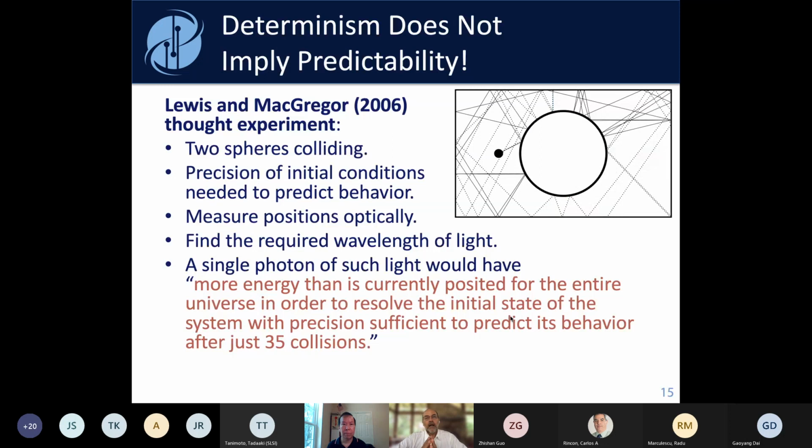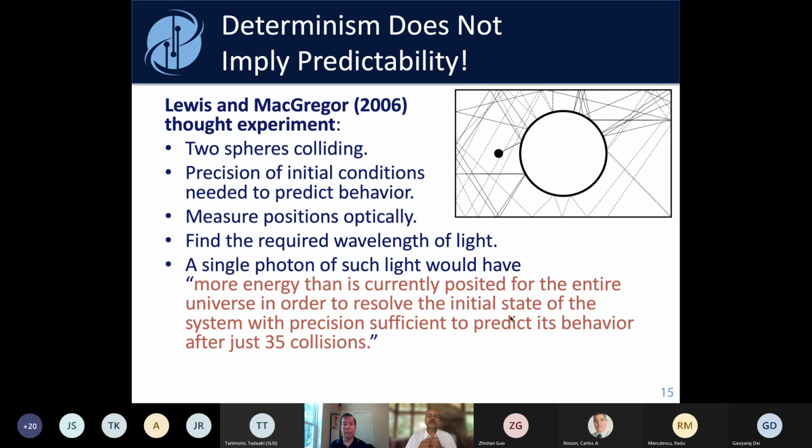Let me cite a really nice piece of work that underscores the fact that determinism does not even in principle imply predictability. This is a study done by Lewis and McGregor, published in 2006, where they proposed a thought experiment. This thought experiment was just a physical system with two spheres colliding, and they constructed a model of it. So we can look at the determinism of this model. We don't have to go to the physical world. We can just look at the determinism of the model.